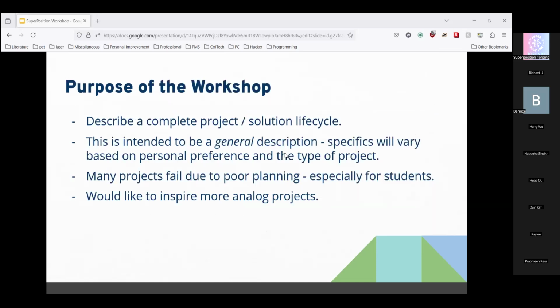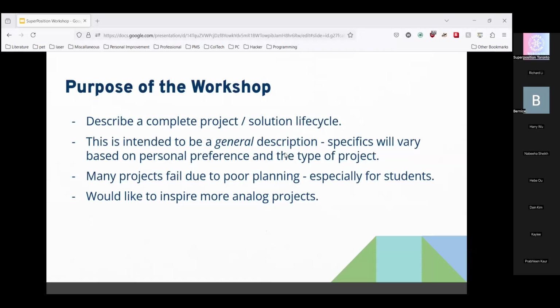And so the purpose of this workshop is to describe this complete project and solution lifecycle. I intend for it to be a general description. Specifics vary based on personal preference and the type of project that you're working on. I've seen a lot of projects fail, especially among students, generally because they're poorly planned. That can take a variety of forms. It might be overpromising on your technical abilities. It might be overcomplicating the problem and not accounting for the cost. And it might be that it's not as scalable as a slightly inferior alternative. And I'll talk about these a bit more in the respective sections.